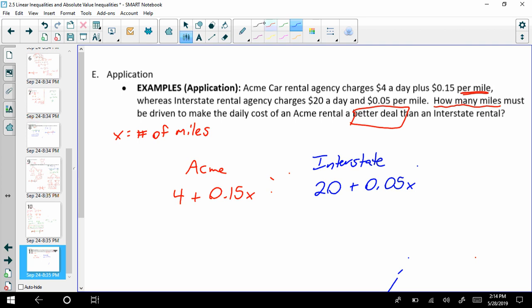Now, people are often tempted to do this. We do not want an equal sign between them. I don't want to know how many miles will make them the same price. If you look at what I drew a rectangle around, how many miles must be driven for Acme to be a better deal? So if you think in terms of money, if you're looking for the better deal, you would want it to be cheaper. So if I want the red side to be cheaper than the blue side, we'd want it to be less than. Now you don't want the equal to bar because I don't want them to be equal. I want the red side to be better, cheaper. So that's what we're going to solve.